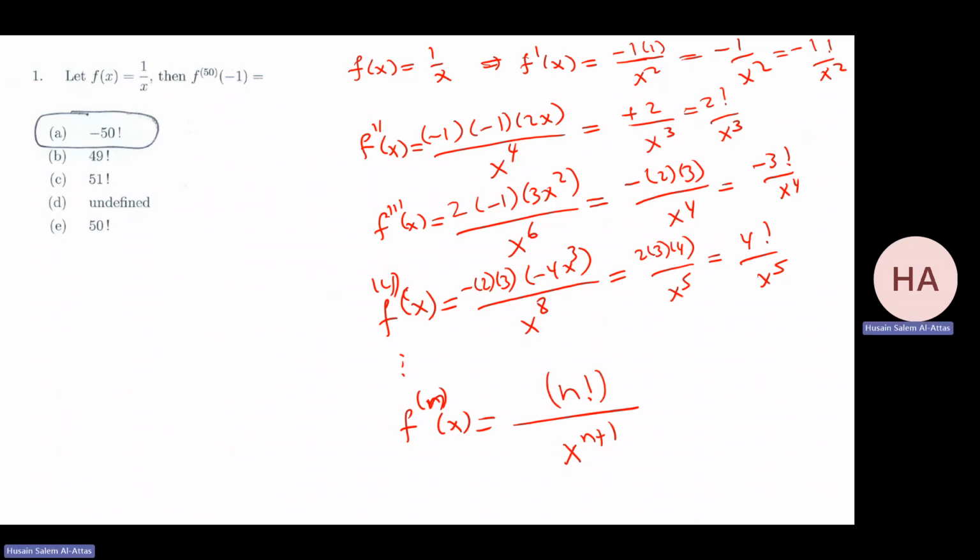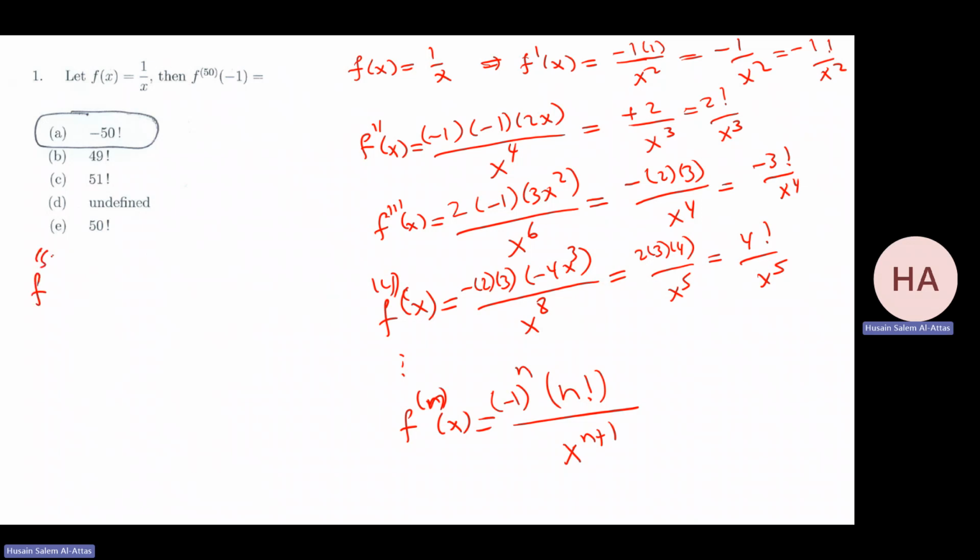Okay, concerning the sign, the first I have minus, the second I have plus, the third I have minus, the fourth I have plus. So for the even powers, I have plus. For the odd powers, I have minus. So that will be minus 1 to the power n. So if n is odd, I'm getting negative. If n is even, I'm getting plus. So this is the n-th derivative.